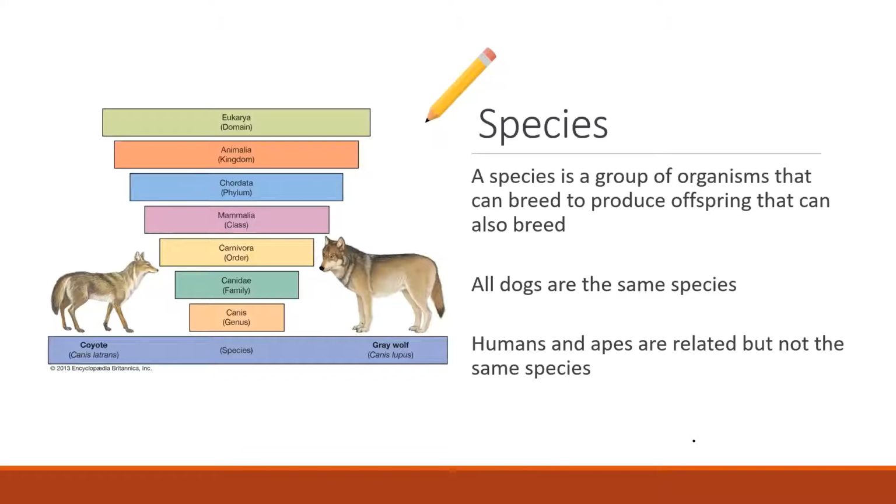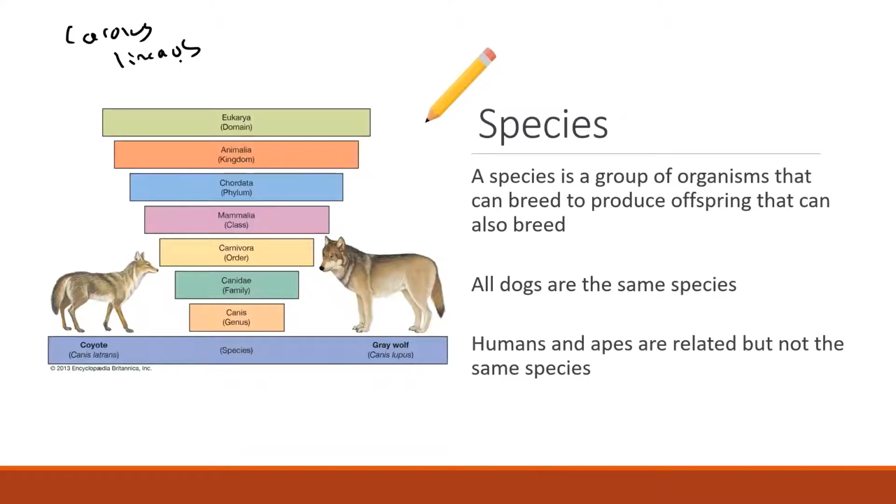Firstly, we're going to look at species. By the way, this is thanks to Carolus Linnaeus for coming up with this theory. Essentially, a species is a group of organisms that can breed to produce offspring. They can also breed. That might seem really random, but I'll explain why that's important. So all dogs are the same species.